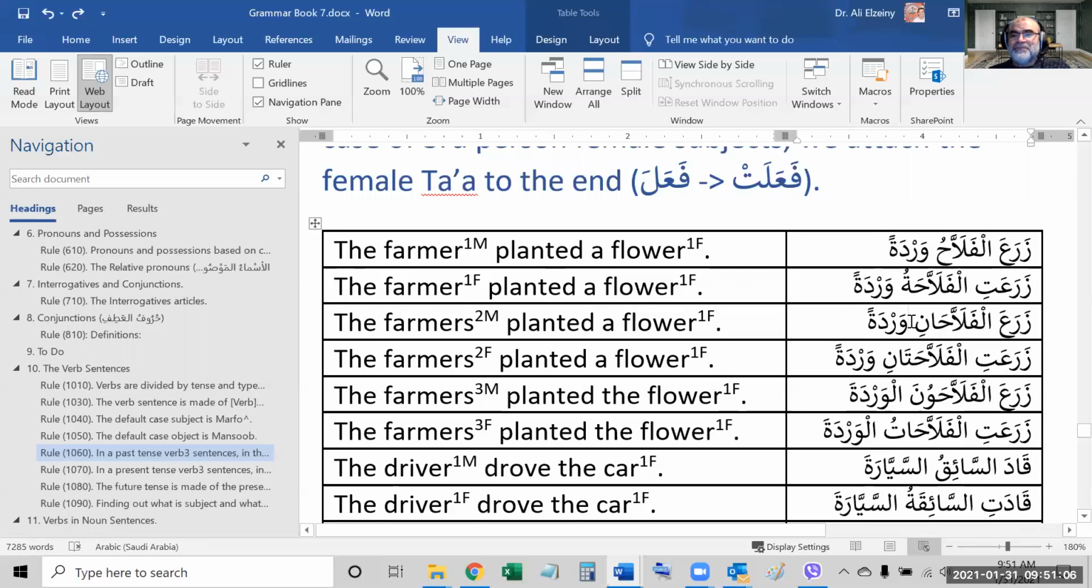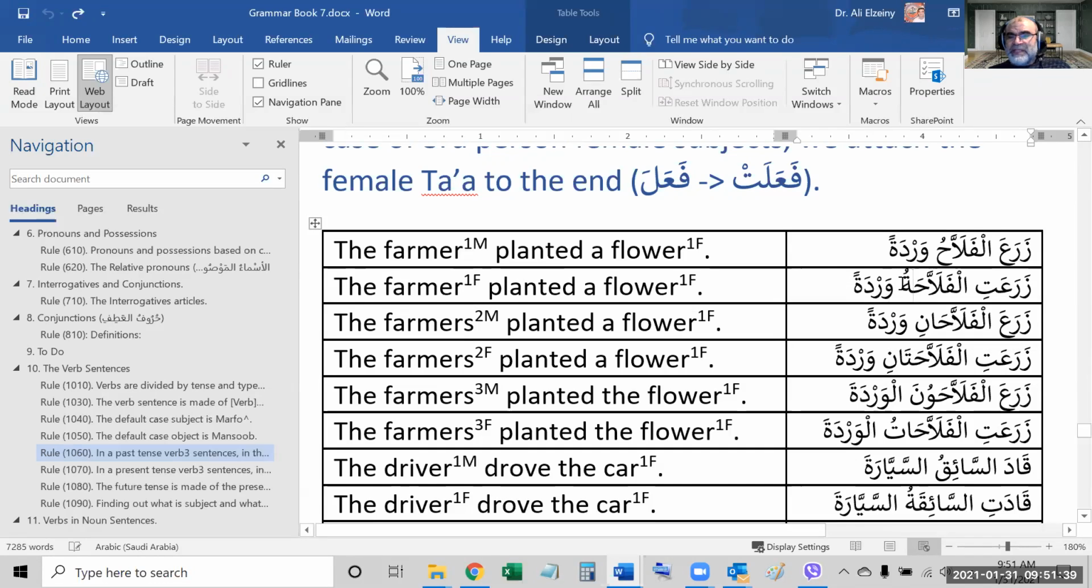Okay. Now, here, it's two female. For this example, the fourth example here, this is two female. So we can look at the one female form. So we take the one male form and we just add alif noon. Of course, not here. Here.